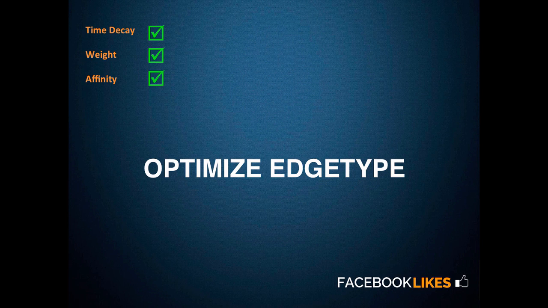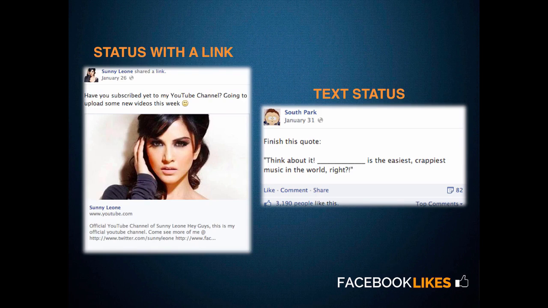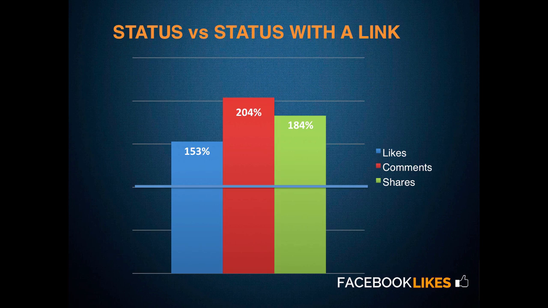So you also want to make sure you're optimizing your edge type in order to take advantage of the time decay, the weight, and the affinity factors. Each type of content has a different purpose, and they even have a different visibility ranking based on each individual user, as we went through in 3.3. So just to refresh, a status with a link is on the left and a text status is on the right. Let's have a look at some data and some stats to help optimize your content.